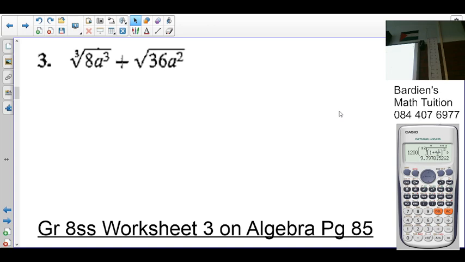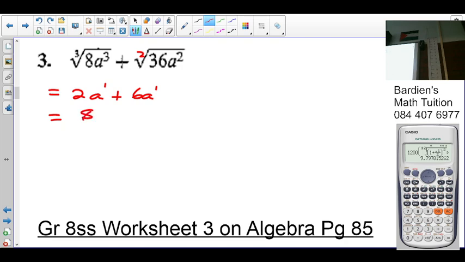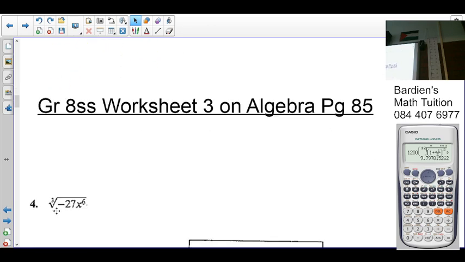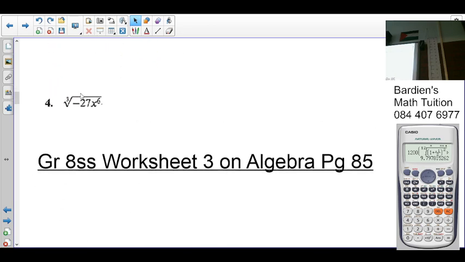Go. Right, so what's the cube root of 8? 2. 8 to the 3 over 3 is 1. Plus. Square root of 36? 6. 8 to the 2 over 2 is? Like or unlike? Like. 2a plus 6a. See any confusion there? No. Our flight attendant is sleeping.